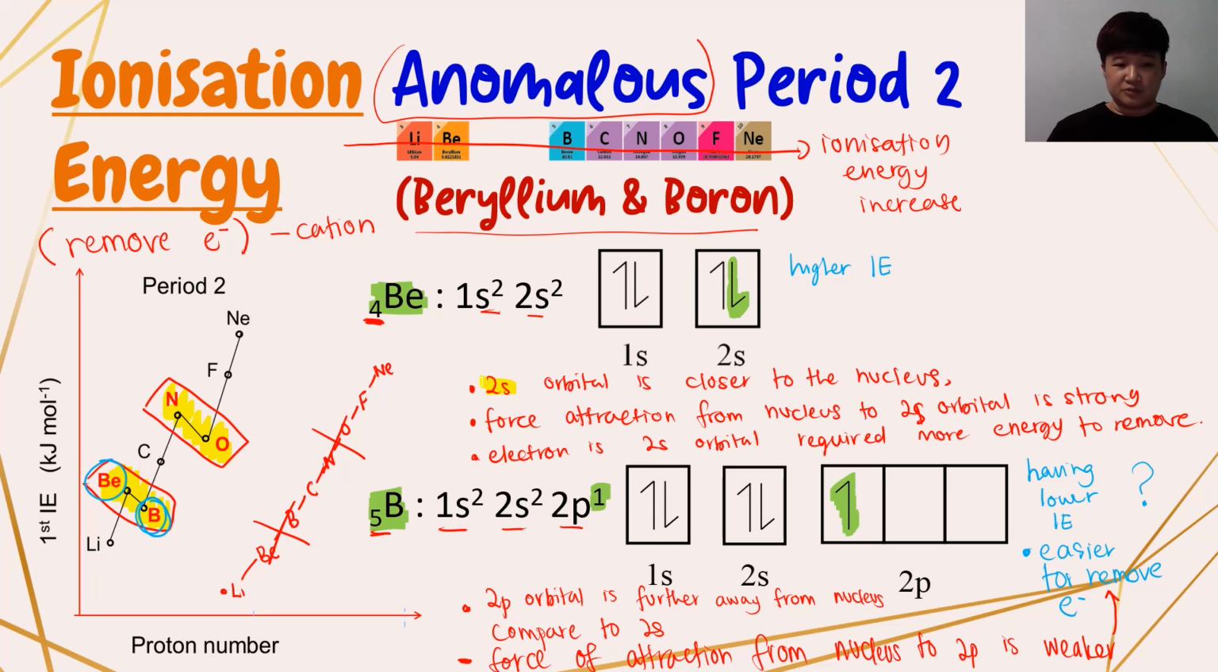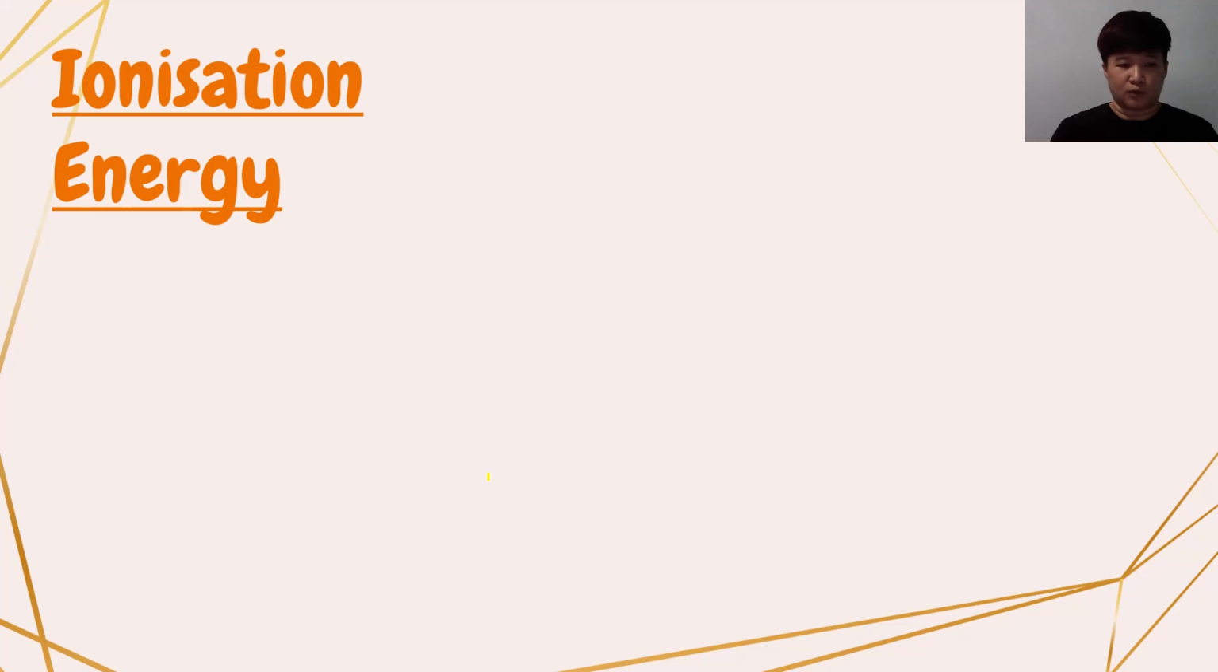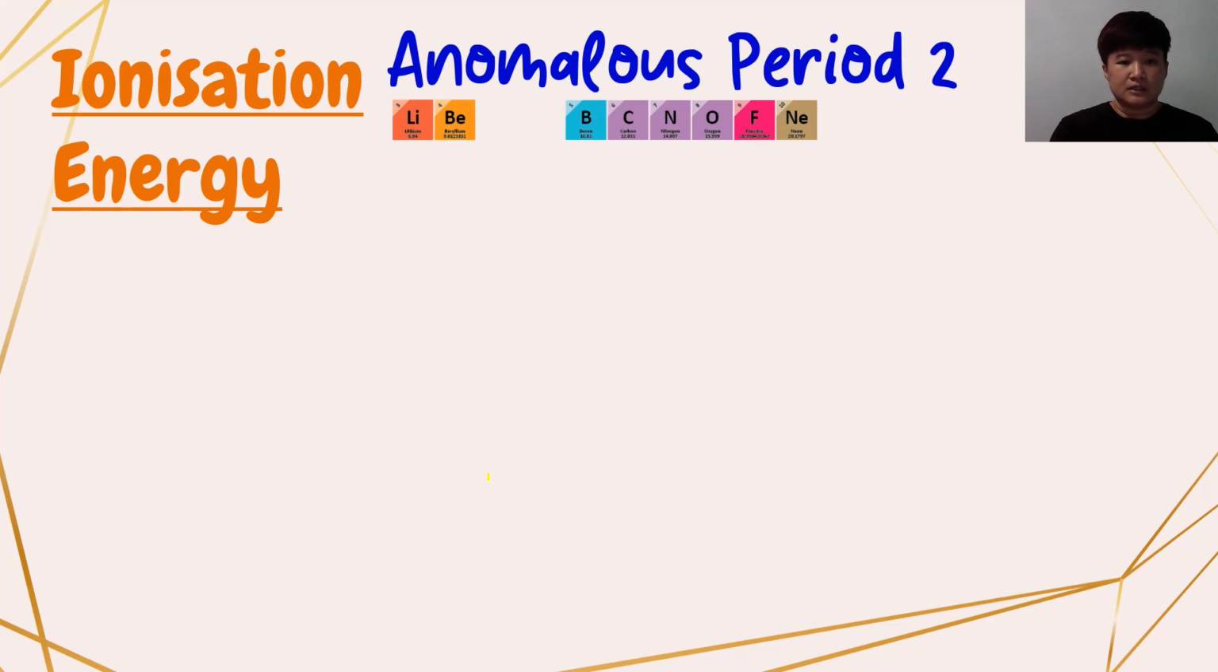The reason is because the 2s orbital is closer to the nucleus, resulting in a stronger force of attraction. Therefore, you need more energy to remove the electron. That is the reason why you have these anomalous cases in period 2 between beryllium and boron. We have another one over here. Last one. The other anomalous case in period 2 is nitrogen and oxygen.